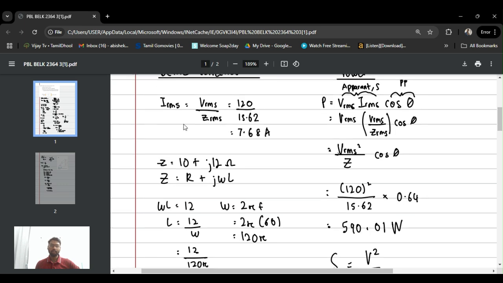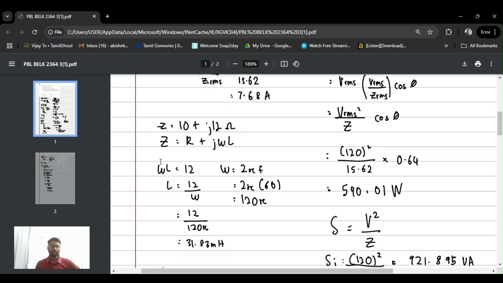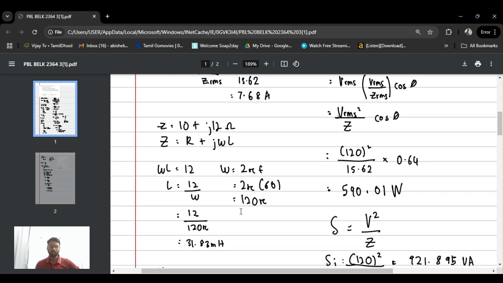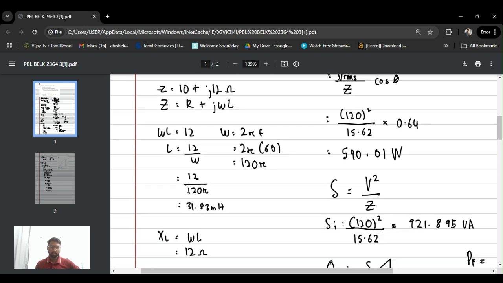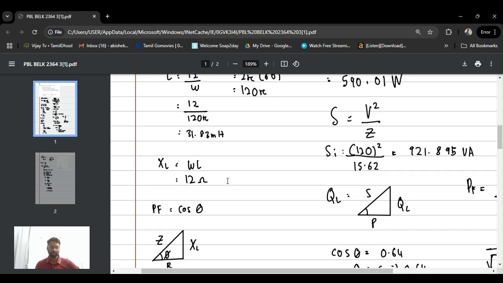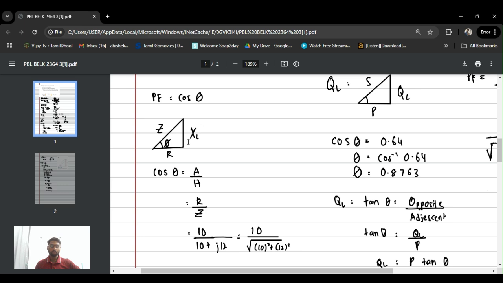The inductor value we can obtain from omega L equals 12, and dividing by omega, we get the inductor value. Omega equals 2 pi f, which is 2 pi times 60 from the question, 60 hertz. So we substitute and get 120 pi. Substituting on the inductor part, we get 12 divided by 120 pi, which equals 31.83 millihenry. Now we can move to calculate the power factor.